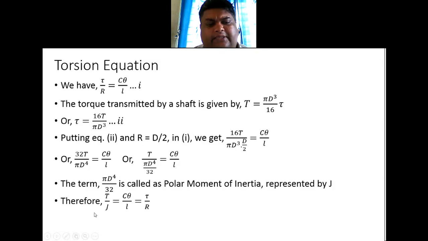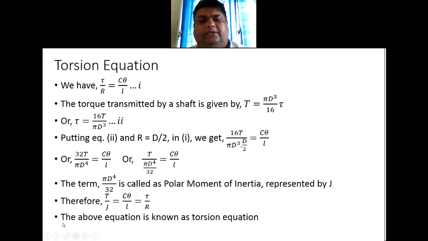So I can write this as T by J is equal to C theta by L, and C theta by L is equal to tau by R from the expression we derived in the beginning. So T by J is equal to C theta by L is equal to tau by R, and this is called the torsion equation. Okay, so this is similar to our bending equation, right? But this is applicable when a shaft is subjected to torsion.